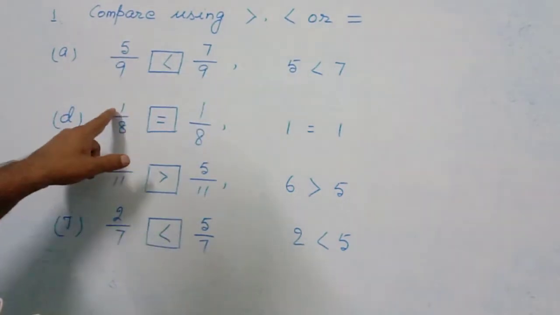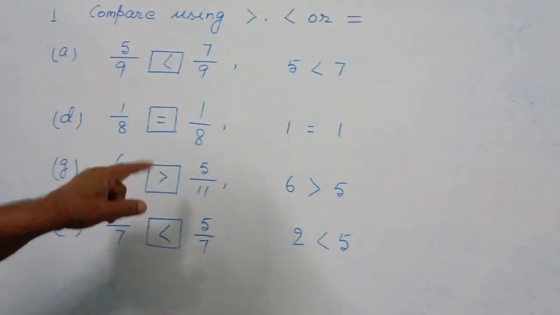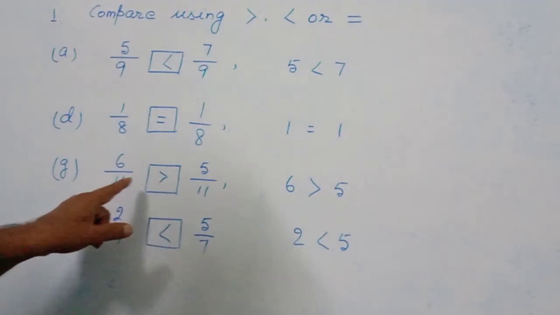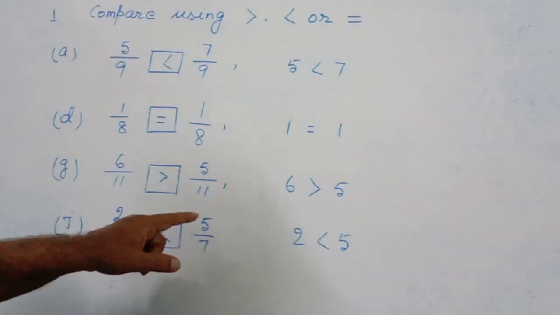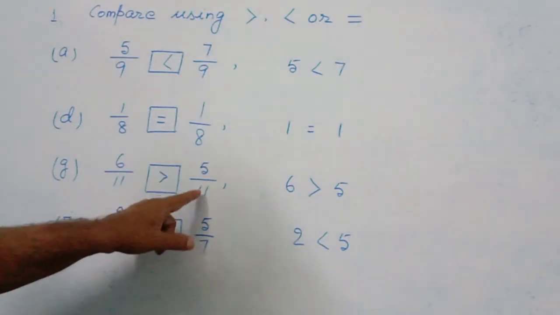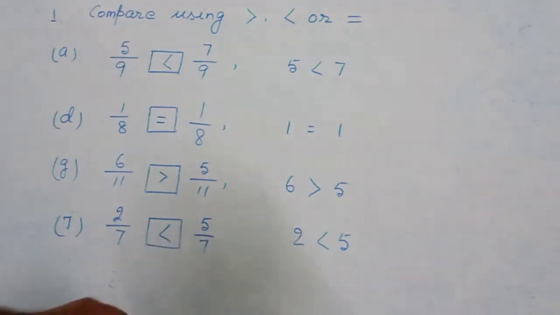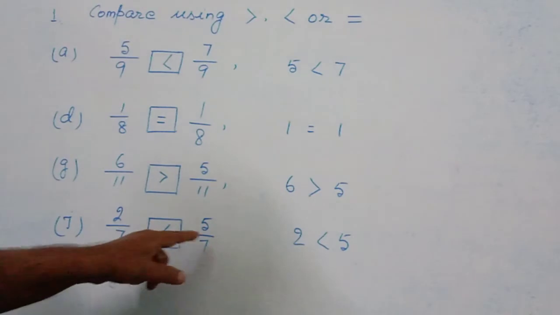In this fraction 1 is equal to 1. So 1 by 8 is equal to 1 by 8. In this fraction 6 is greater than 5. So 6 by 11 is greater than 5 by 11. In this fraction 2 is smaller than 5. Therefore 2 by 7 is smaller than 5 by 7.